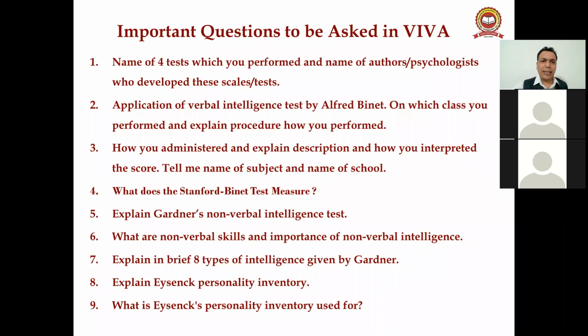So first of all, the names of the 4 tests which you performed and the names of the psychologists who developed them. You can say the 4 tests are: verbal intelligence test by Alfred Binet, non-verbal by Gardner, number 3 personality by Eysenck, and 4th the anxiety test by Sinha and Sinha. Right? The test names and the author names are done. Next, application of the verbal intelligence test by Alfred Binet.